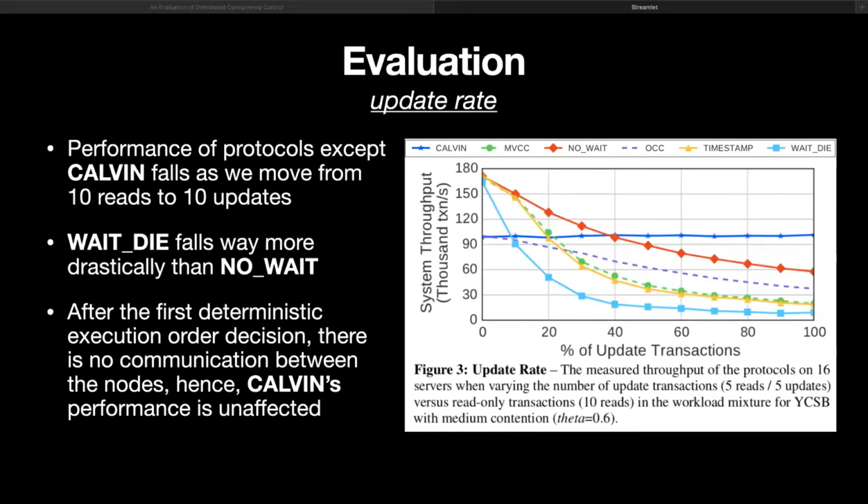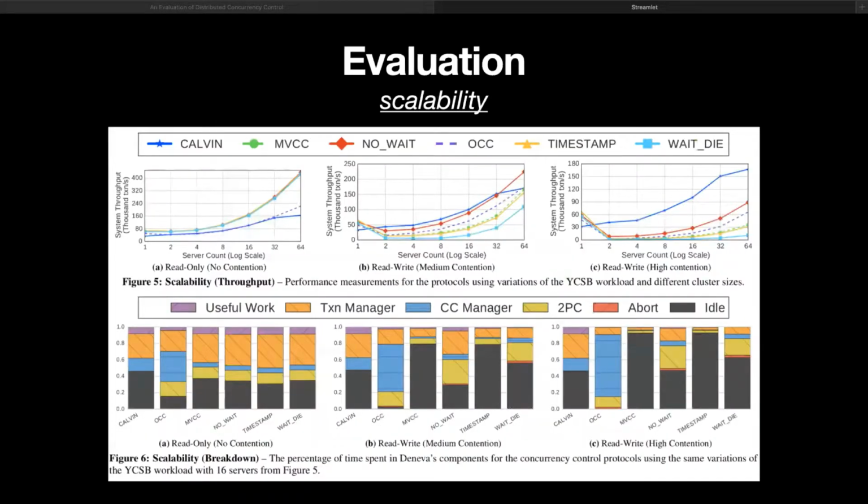In fact, it may even be slightly better because now you are not doing the expensive reconnaissance phase in this case. So this is, I guess, the most interesting diagram in the paper, where on the top you have three figures in which the authors have increased the number of servers.